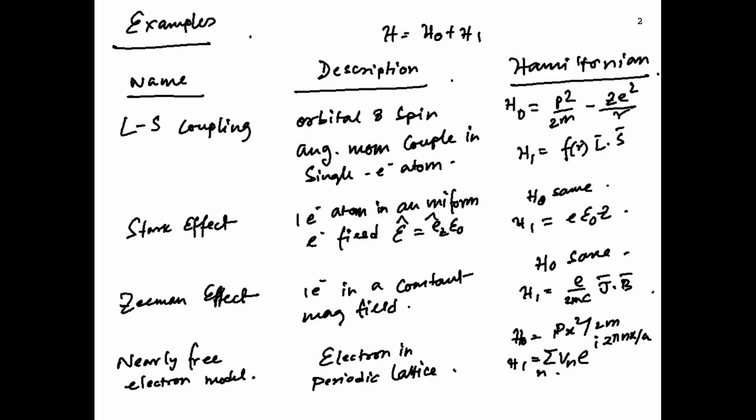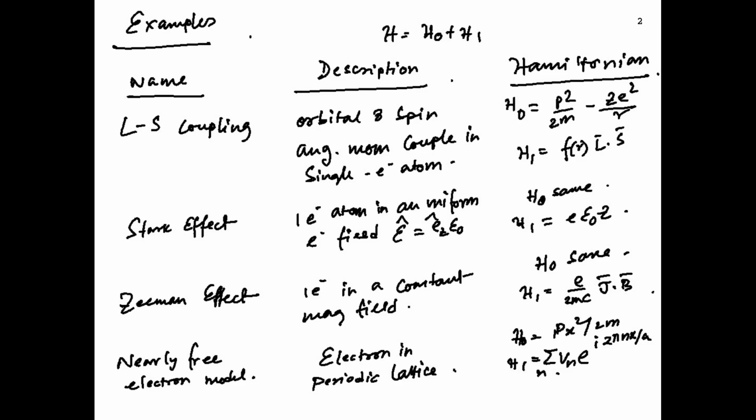H naught is that which you have solved in great detail. Now add perturbations which are not easy to deal with directly. So these are the various types of perturbation. First is the LS coupling, the coupling between orbital and spin angular momentum, which comes in the form of L dot S. So how to treat that in perturbation theory we will see.